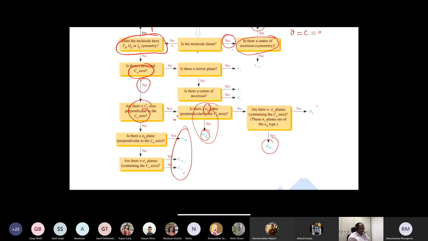This is what you need to do if you want to solve problems involving an unknown point group. Some of the molecules you know by mind; you just have it in your head.